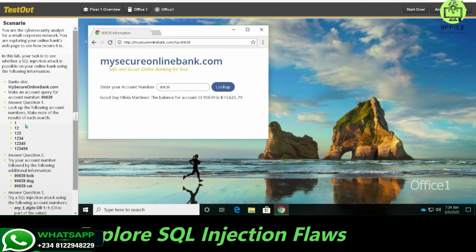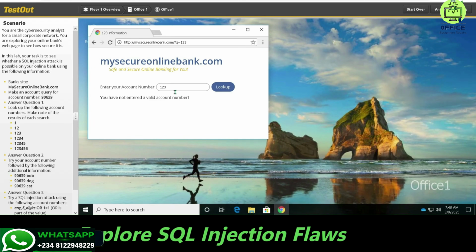We're going to look up the following numbers. Take note of the result of each search. Alright, so we'll go ahead, let's highlight and delete this and type in 1. Let's look it up. You have not entered a valid number. Let's try 1, 2. Let's try 1, 2, 3, and it's still the same thing.